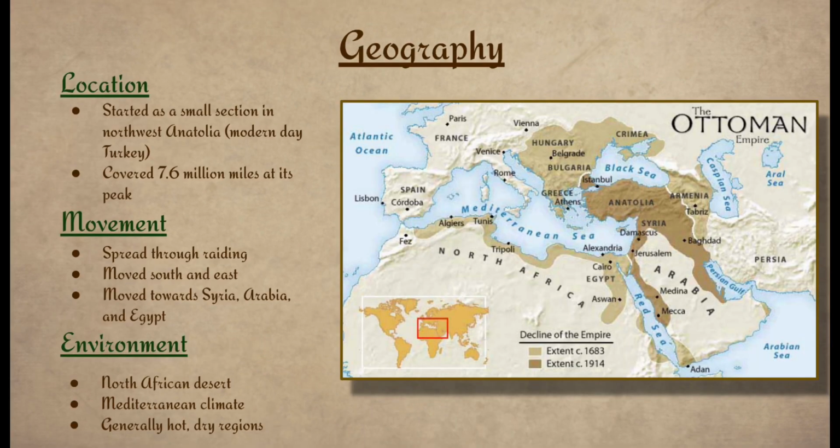The Ottoman Empire began as a small sector of what is now Turkey, but at its peak was a vast region covering a whopping 7.6 million miles. The military was able to gain more land through raiding and ransacking neighboring areas, allowing it to spread southward towards Egypt, westwards towards Arabia, and north towards Hungary. The land was made up of deserts and coasts and was generally extremely hot and dry.